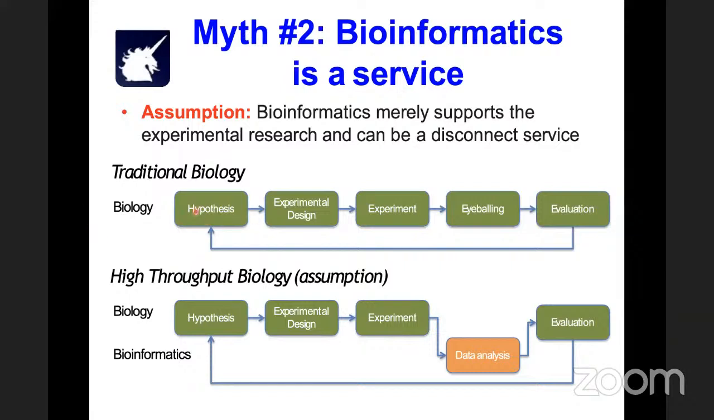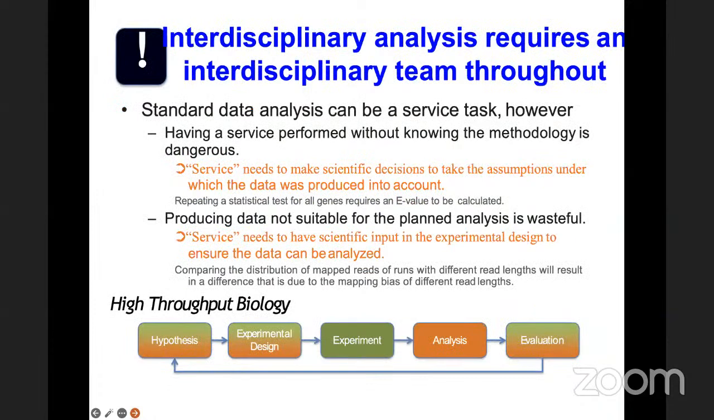Another assumption is that bioinformatics is merely a service that supports experimental research, a disconnected service. But traditionally, in biology you have a hypothesis, you design an experiment, you perform the experiment, and you evaluate it, and if that doesn't work, you go back again. Now, with high throughput data, the bioinformatics role is here: you have an experiment and a data set, and bioinformatics helps get the data set analyzed to draw conclusive information, to minimize the time for discovery. So the reality is that it's not a service but an interdisciplinary domain, which requires a team.